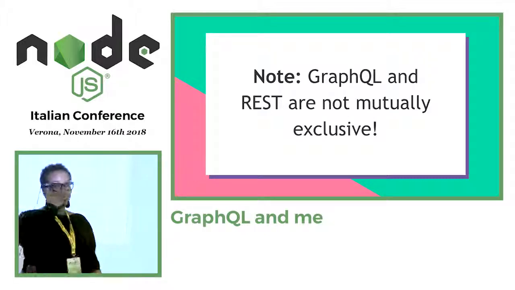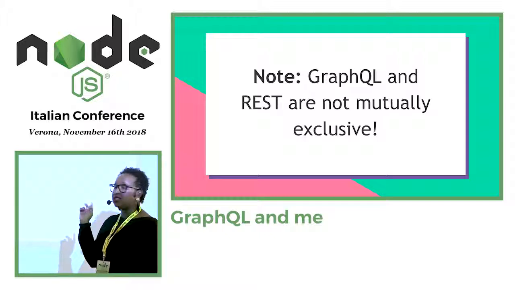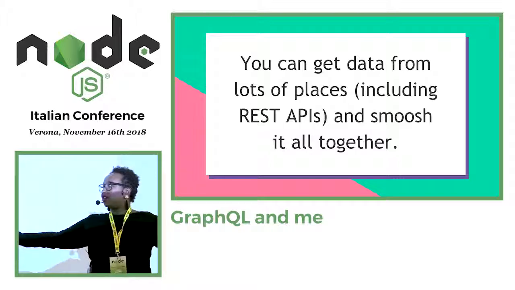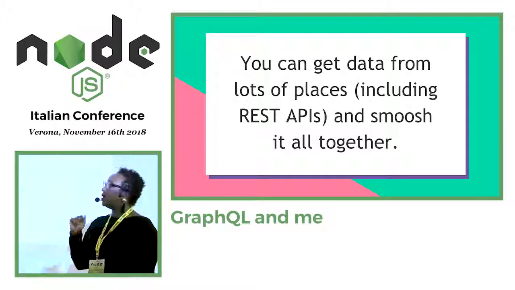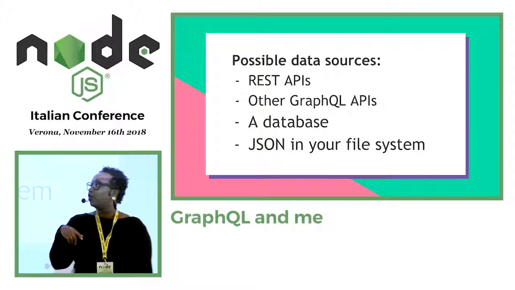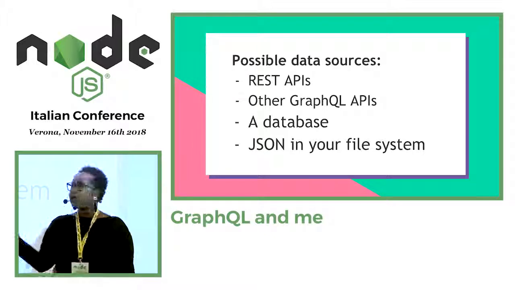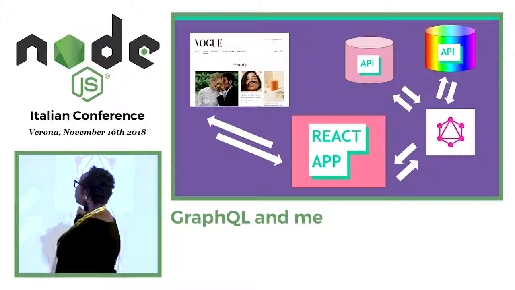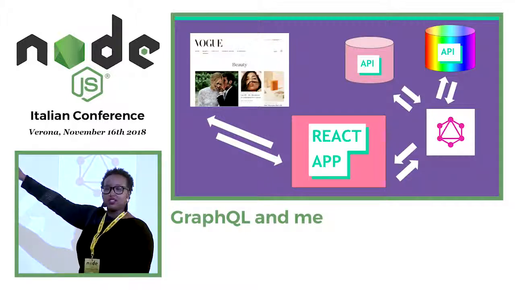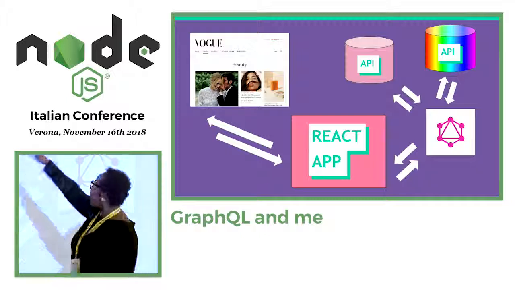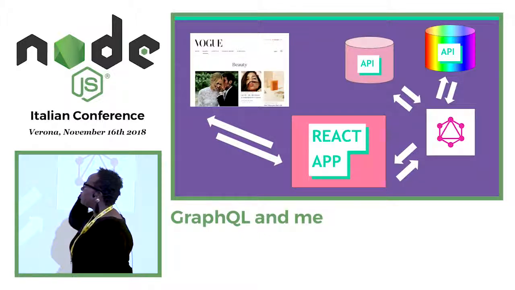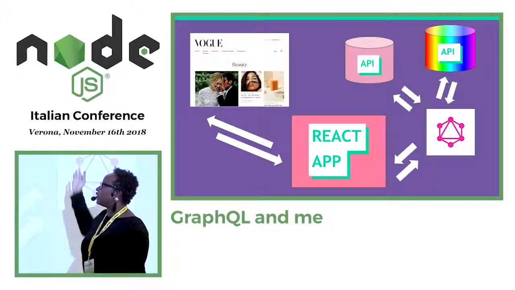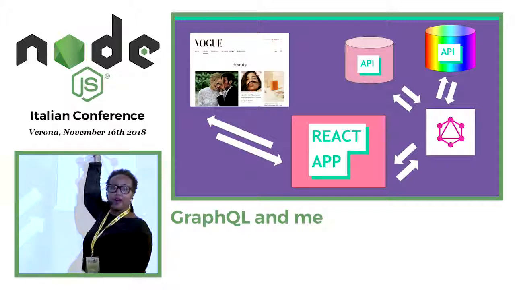GraphQL and REST are not mutually exclusive. We were using a REST API for our content management system. So you can get data from loads of different places, including REST APIs, other GraphQL APIs, databases, JSON in your file system. And then what the GraphQL layer would do is, when it needs something from one data source, it will go get it from there, and the other from the other data source, and your React application, or your application in general, will only have to interact with this. It doesn't really know about this confusing scenario going on behind the scenes.